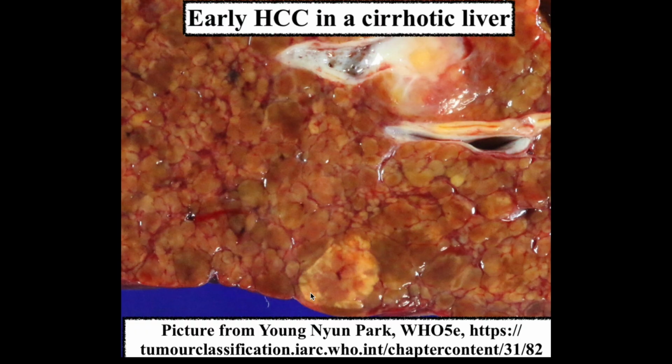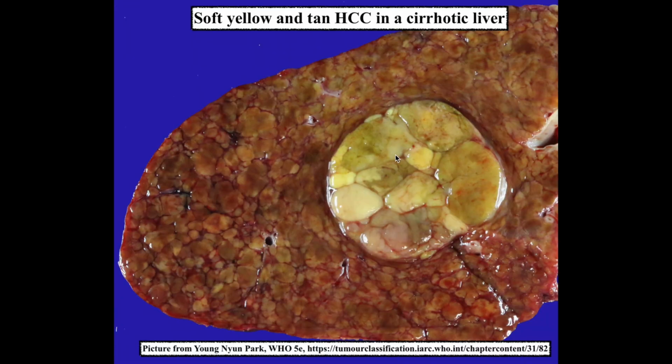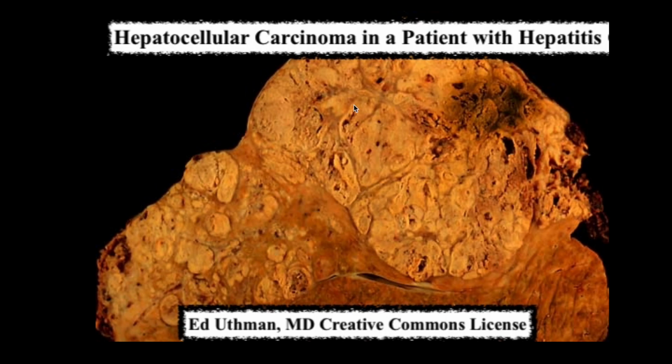So here is an early HCC in a cirrhotic liver. In the arterial phase on a CT, this would be enhanced, and then in a venous phase, this would be hypointense. And then you can see another HCC in a cirrhotic liver as well. This is a HCC in a patient with hepatitis C. Unfortunately, this got cut off.